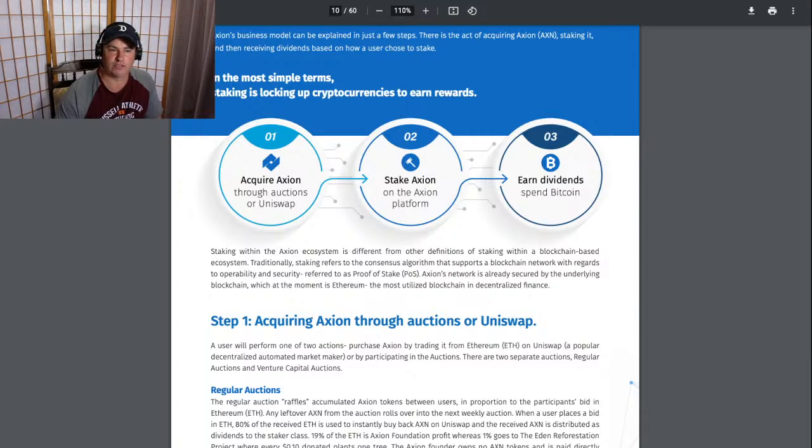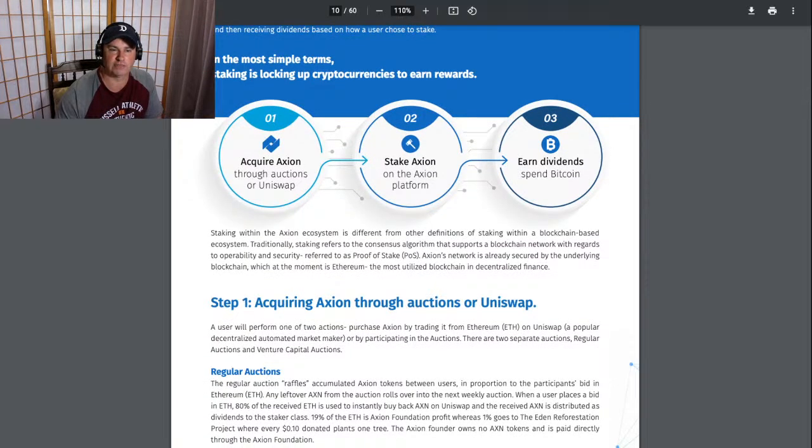It's pretty good stuff. Staking within the Axion ecosystem is different from other definitions of staking within a blockchain-based ecosystem. Traditionally, staking refers to the consensus algorithm that supports a blockchain network with regards to operations and security, referred to as proof of stake. So these get into some more of the technical aspects of the blockchain. Axion's network is already secured by the underlying blockchain, which at the moment is Ethereum, the most utilized blockchain in decentralized finance.